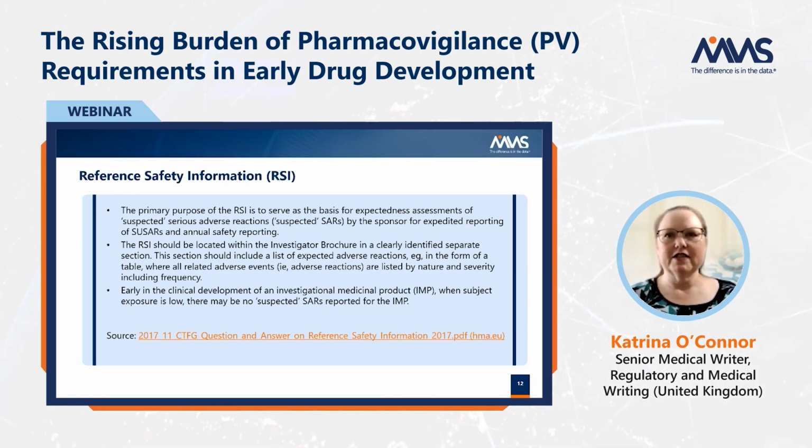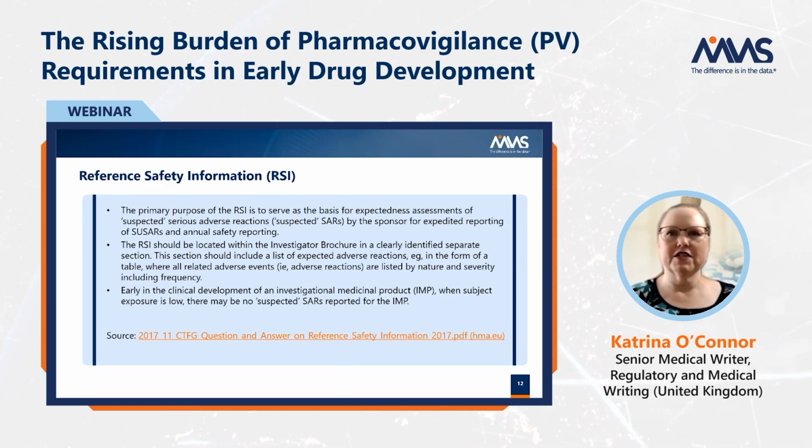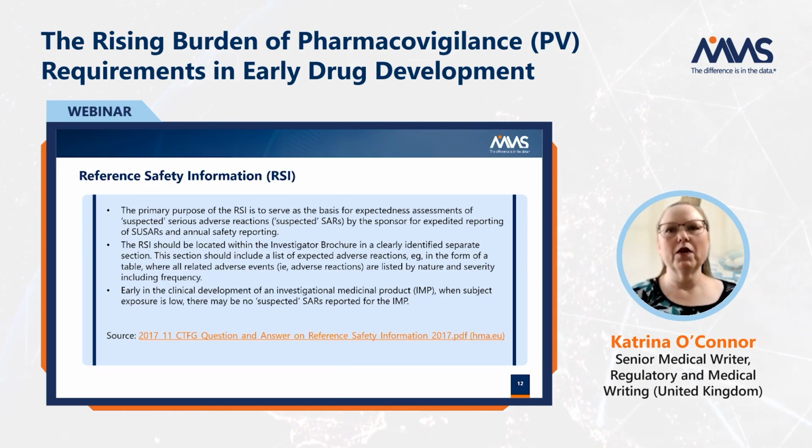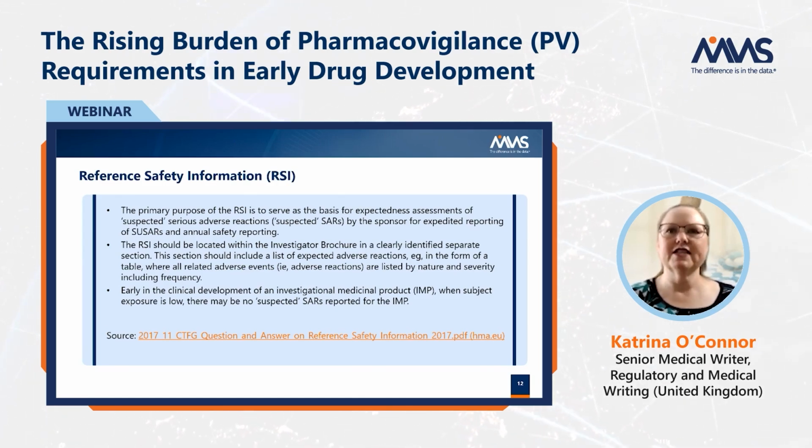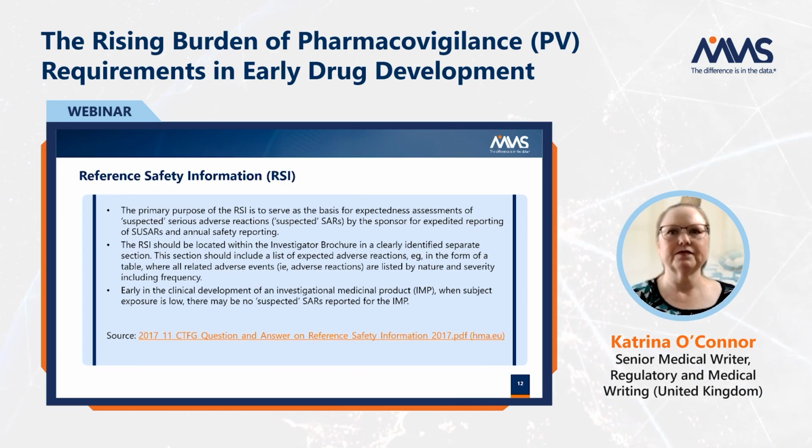Early in the clinical development of an investigational medicinal product, when subject exposure is low, there may be no suspected SARs reported for the IMP. However, a clearly defined section of the IB called the RSI should still be present, followed by a statement that no SARs are considered expected by the sponsor. It is now recommended to update the RSI, if necessary, only once per year in alignment with the annual report for a DSUR.